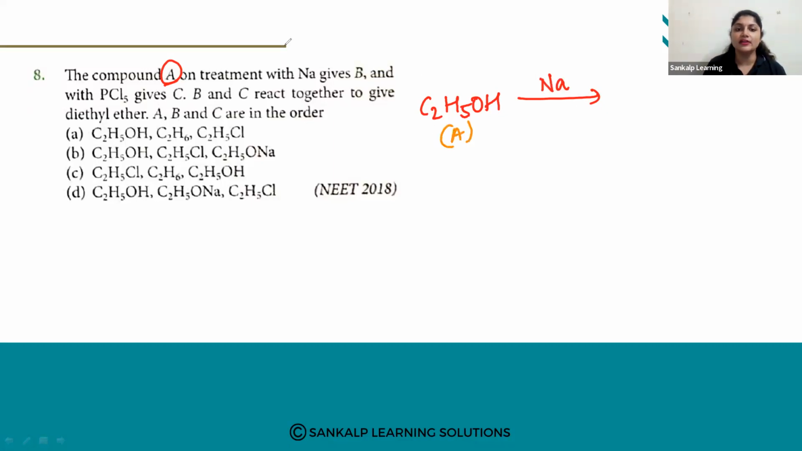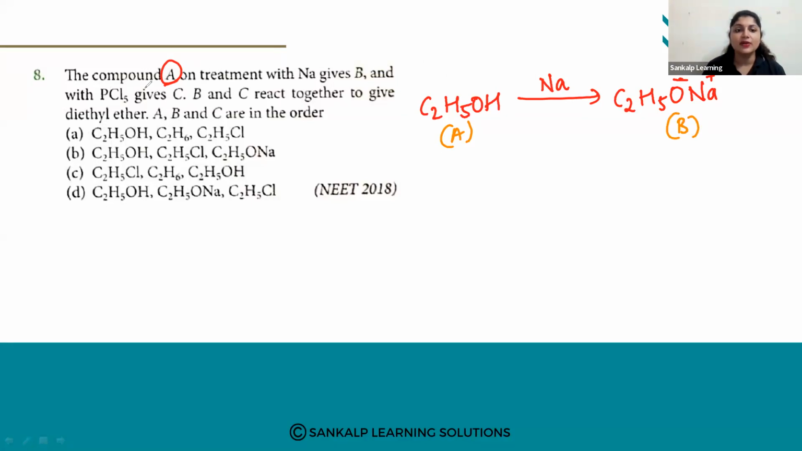So if you treat ethanol with sodium, what will you get? You will get C2H5ONa, so this is sodium ethoxide. This is our B, right? So this is our B, sodium ethoxide.